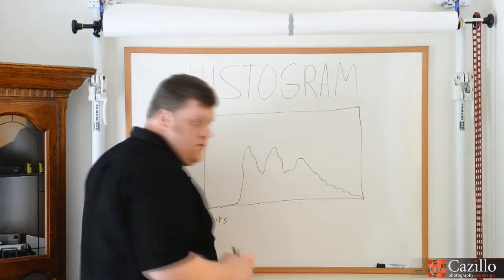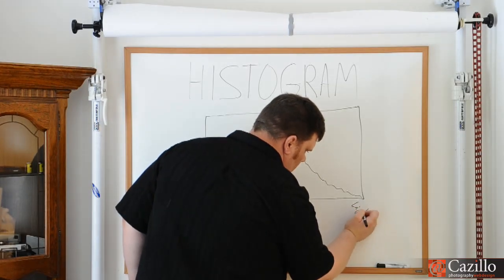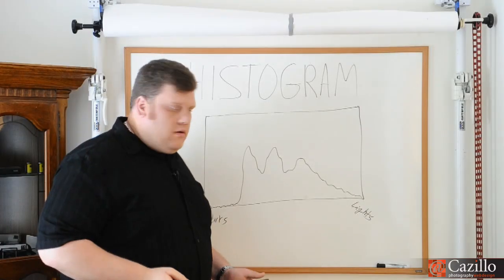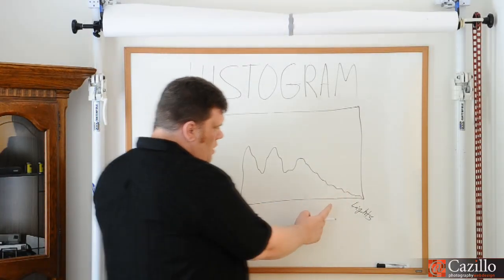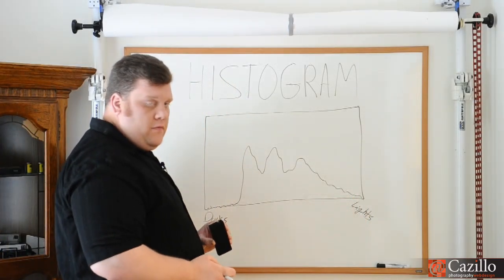The right side over here are your light colors. All right. Now, I talked about shooting to the right. That means that all of this data, all of these lines and everything, are pushed over to this side, to the right side of the histogram.